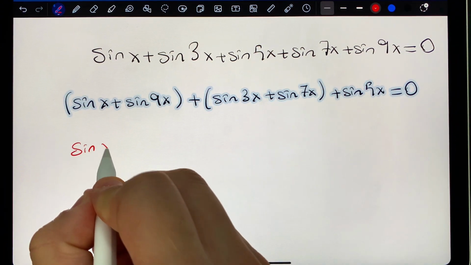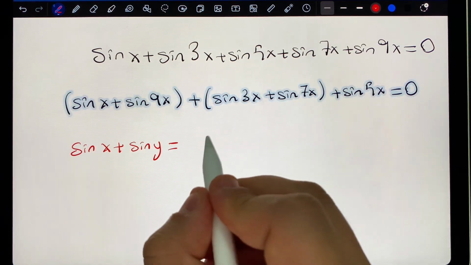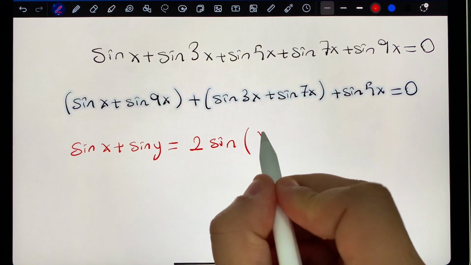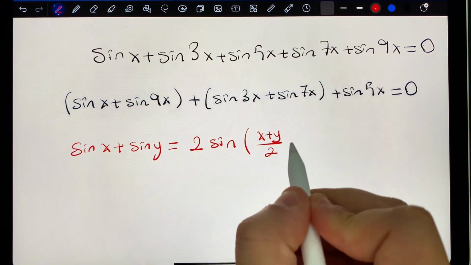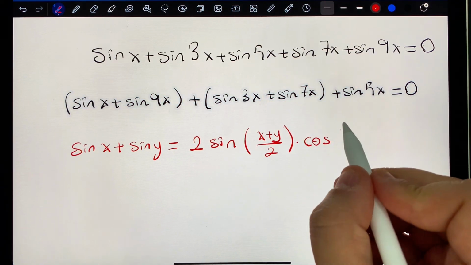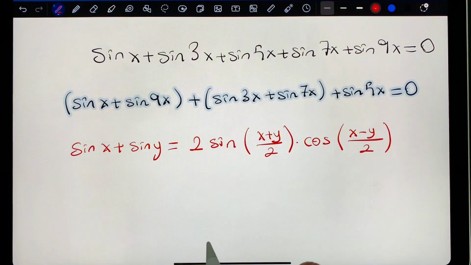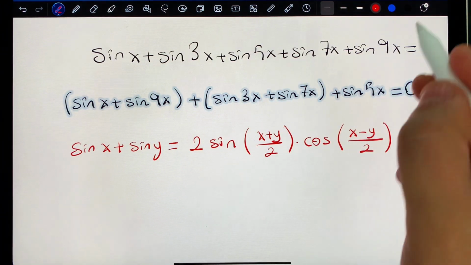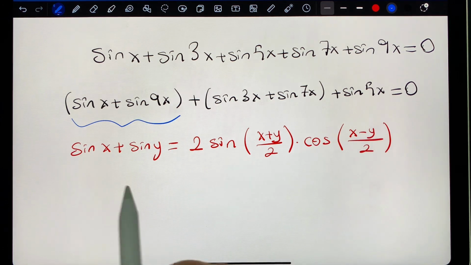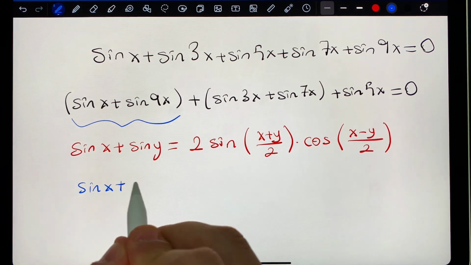Sine x plus sine y equals 2 sine of (x plus y) over 2 times cosine of (x minus y) over 2, in brackets again. Now let's take our dear friend over there and apply this identity rule. Sine of x plus sine of 9x.